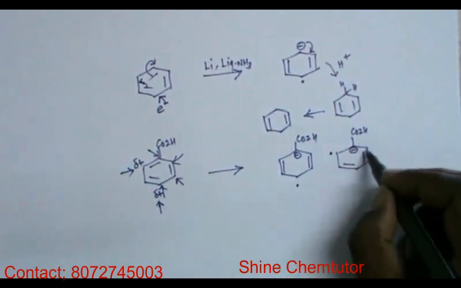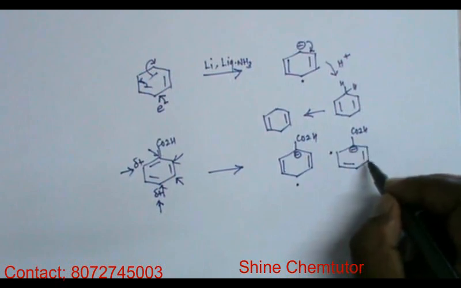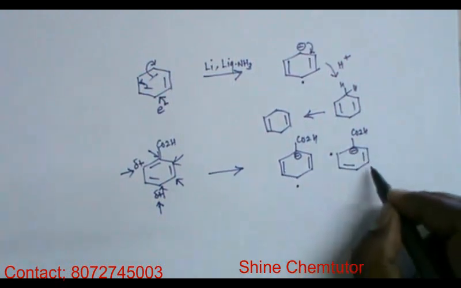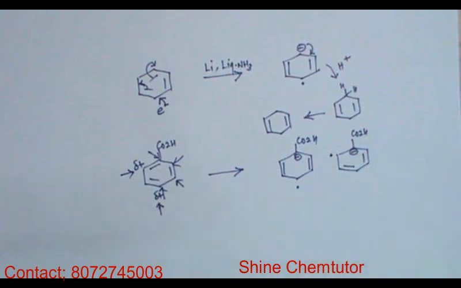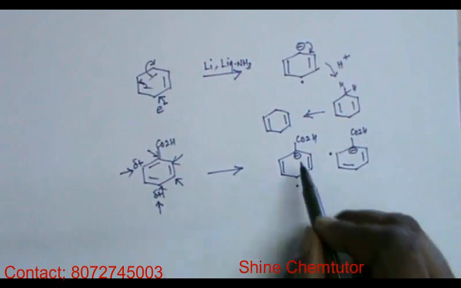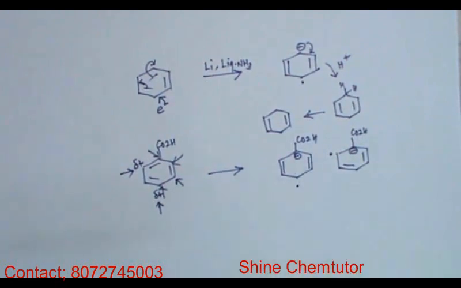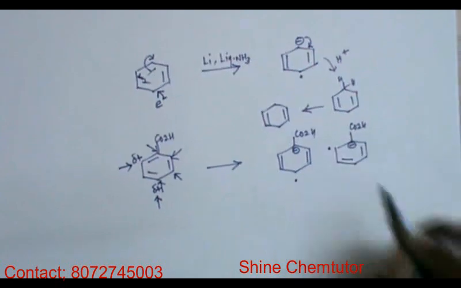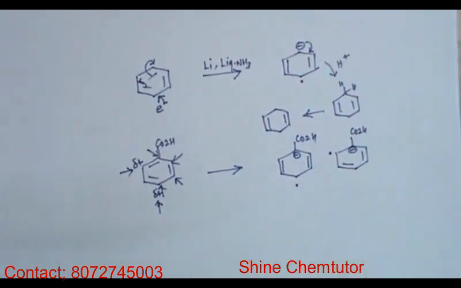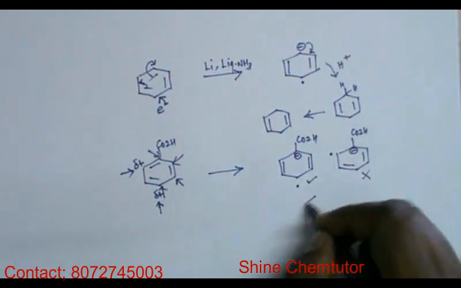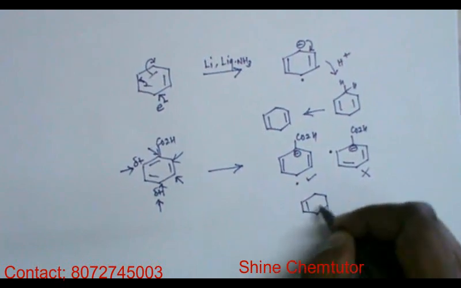I can further go for resonance and bring this minus on this carbon also. When it is here, it is not resonance stabilized. When the minus charge is on this carbon, it is resonance stabilized. That's why I have placed it on this carbon also. Now in this, the minus charge and the electron are very close, so this one will not be preferred. This one is more preferred. So further, the product, whatever you get, will be like this.